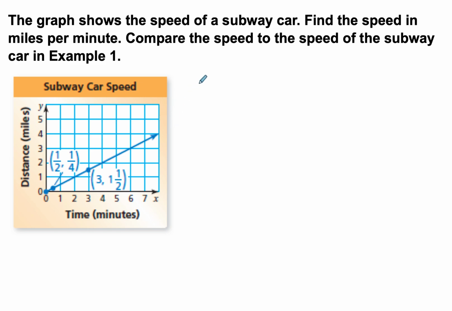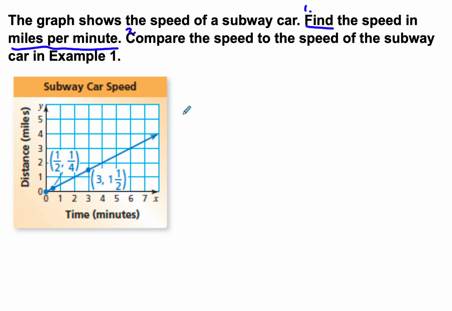All right, so on our next one here, we're going to do a rate using information from a graph. So the graph shows the speed of a subway car. Find the speed in miles per minute. This is the order they want us to divide, miles per minute. And then we need to compare the speed. So they're asking us to do two things. First thing is to find our rate, and the second one is to compare our speed.